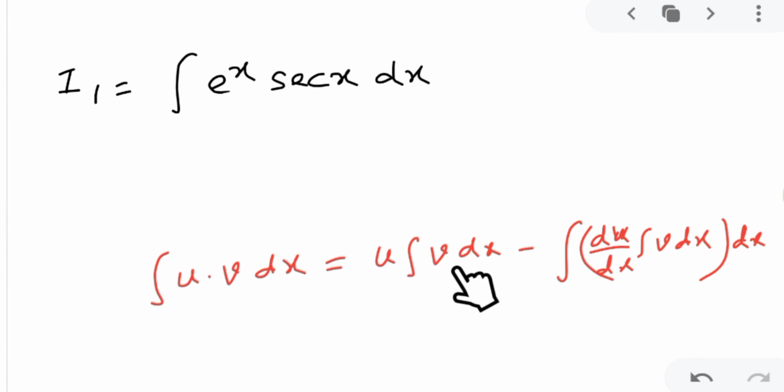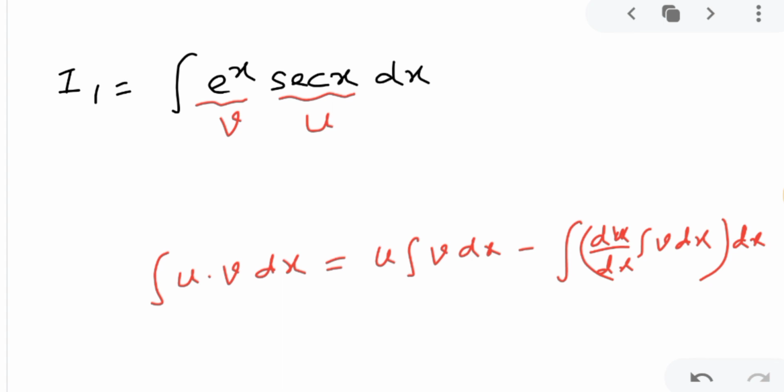You have to see which integration you can find easily and which differentiation you can do easily. So I will take v as e to the power x, because I know its integration will be e to the power x only, and the integration of sec x we don't know, so we will not take that as v. Otherwise we cannot find the integration of sec x, and that is not easy. So I will take sec x as u, because the sec x derivative we know. Sec x derivative is sec x into tan x, okay?